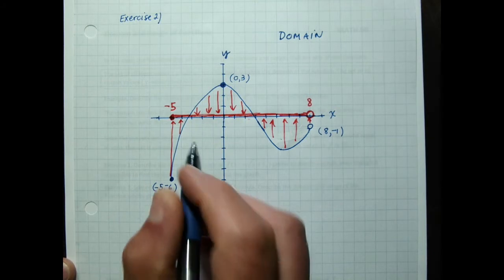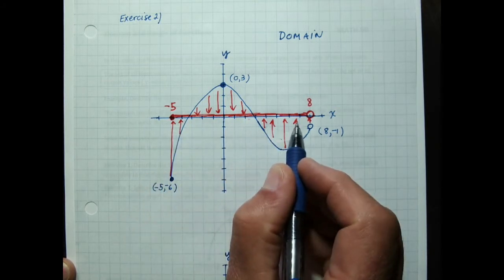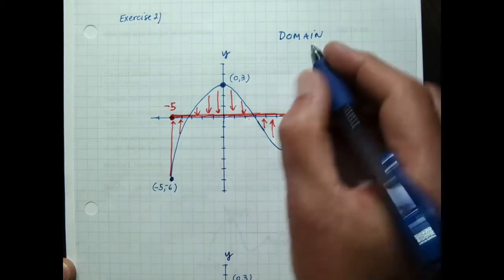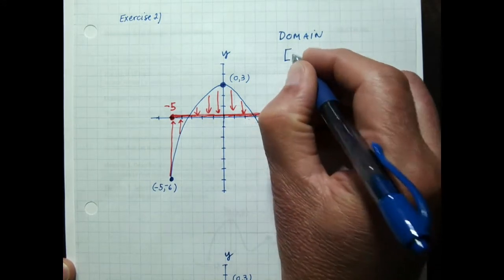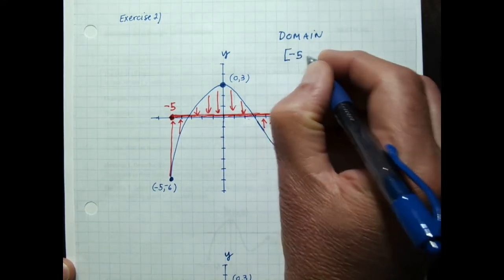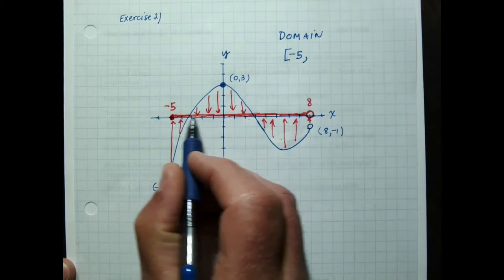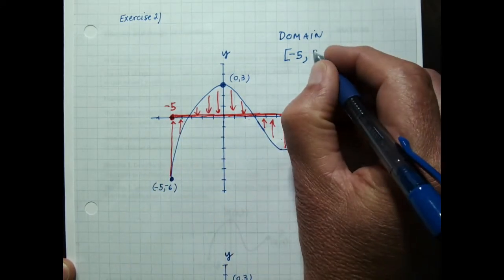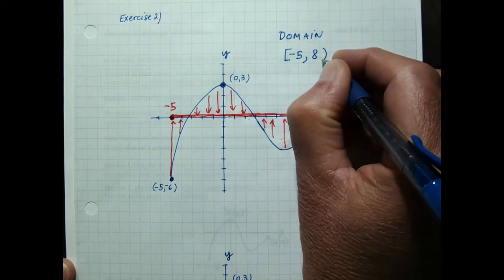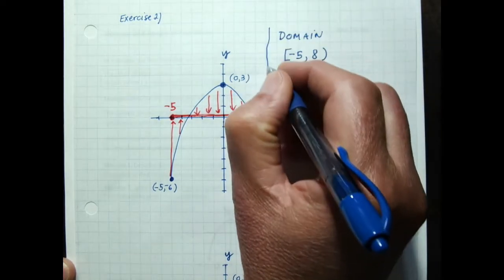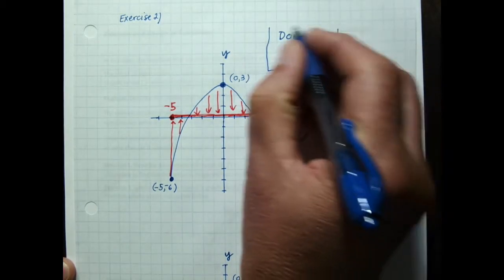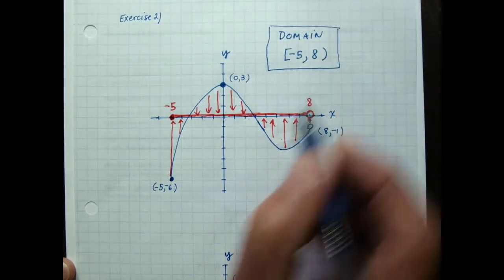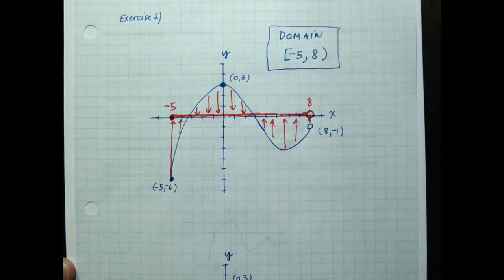I have to translate this now into interval notation. I have an interval from -5, and -5 is included, so I write a square bracket, comma, all the way over to x equals 8. 8 is not included, so I use parentheses. So there's the domain of the function whose graph is pictured.